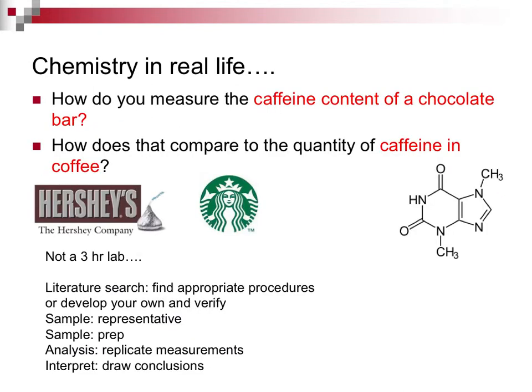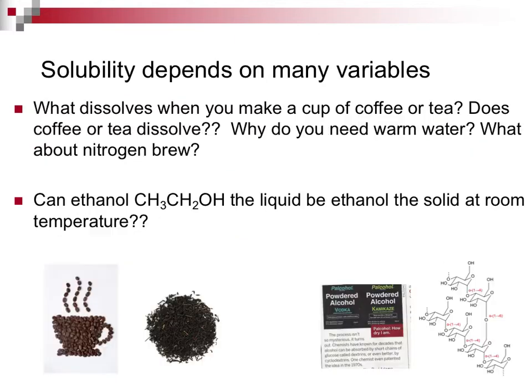Chemistry in real life: let's say I want to measure the caffeine content of a chocolate bar, or compare it to the caffeine in coffee. There is the chemical structure for caffeine, and it's definitely not a 3-hour lab. When you're trying to do something in the real world, often there's a literature search. You have to figure out a representative sample. You have to figure out the preparation. You have to do the analysis and make sure you can replicate, and then you can draw conclusions. So we are not doing that. We are Chemistry 1220, where we're talking about different concepts.